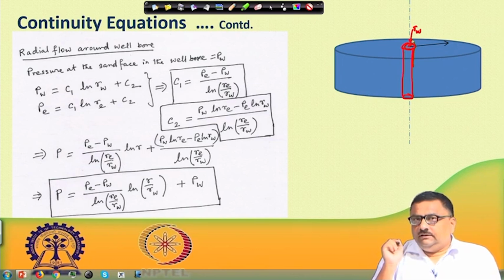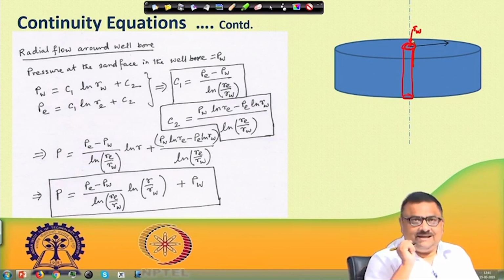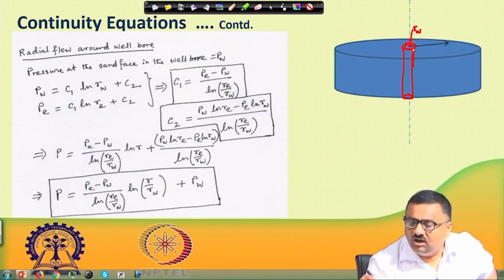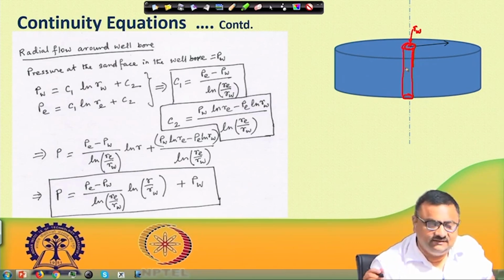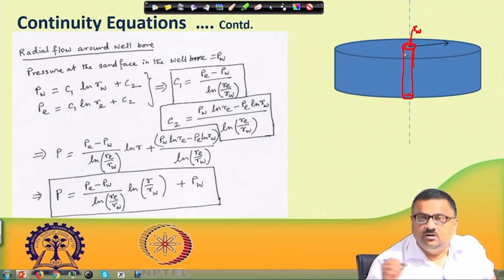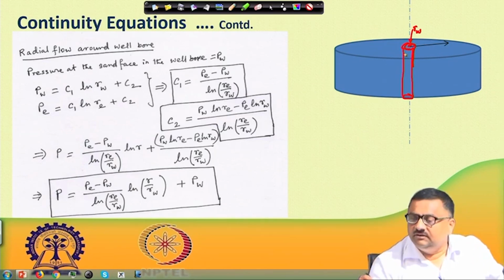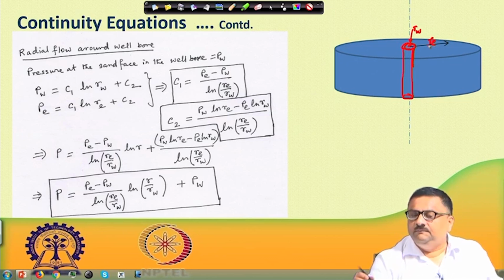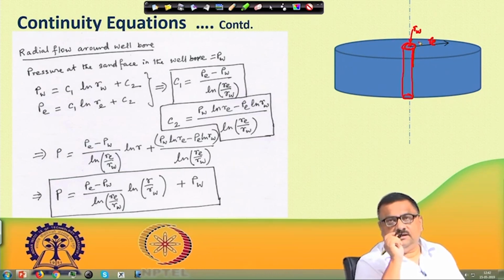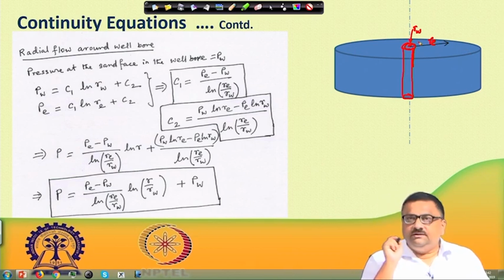And the pressure at the sand face in the well bore, that means at the wall of this well, let us say that is P w. So, this pressure here is P w, and far away from the well bore, let us say at a location R e, the pressure is P e. So, on this entire perimeter at radius R e, the pressure is P e.